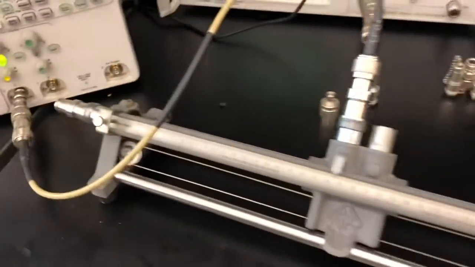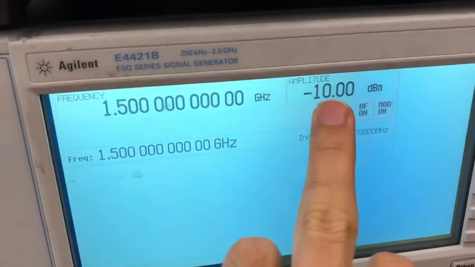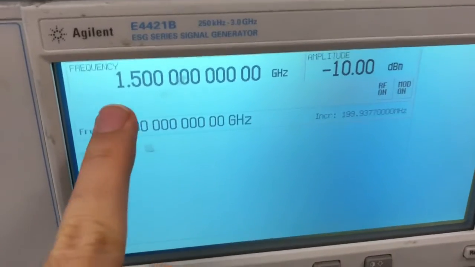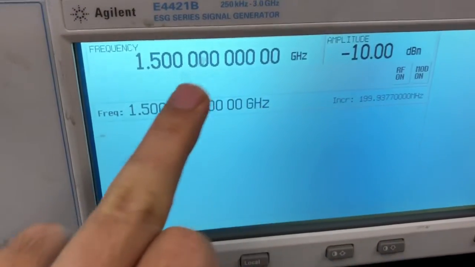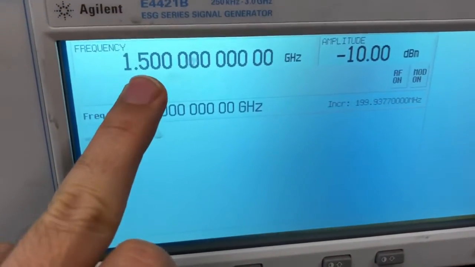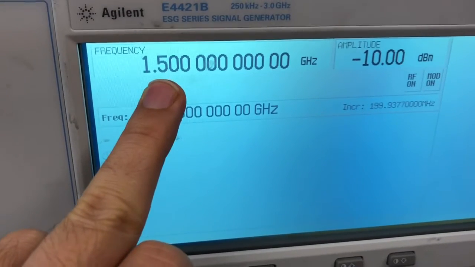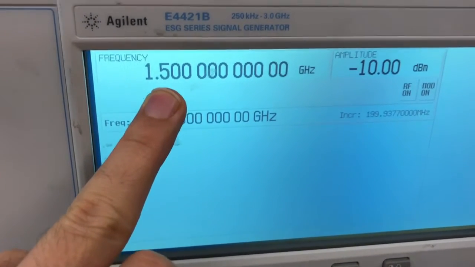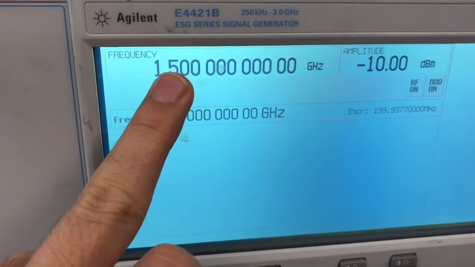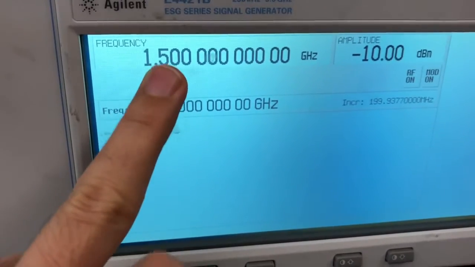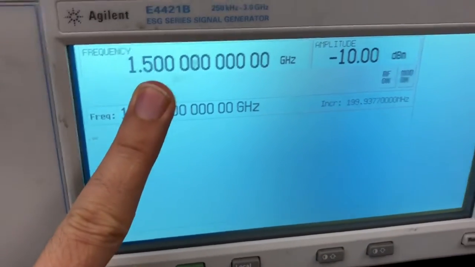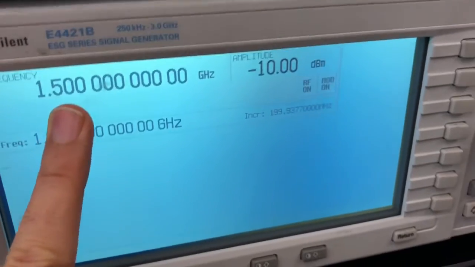What I have here: first I have connected my signal generator, which is at minus 10 dBm power and 1.5 gigahertz frequency. What's the wavelength of 1.5 gigahertz? It is 20 centimeters. Remember that, we will need this.